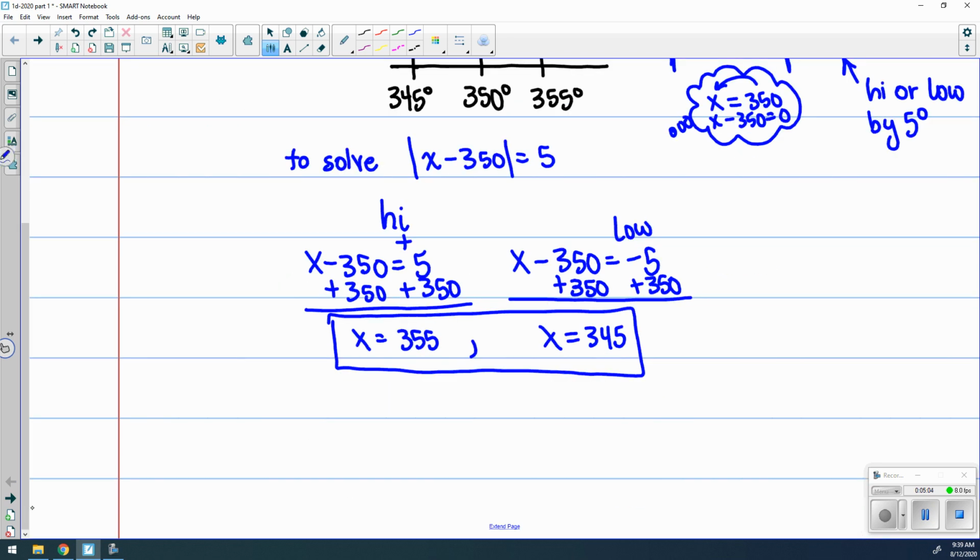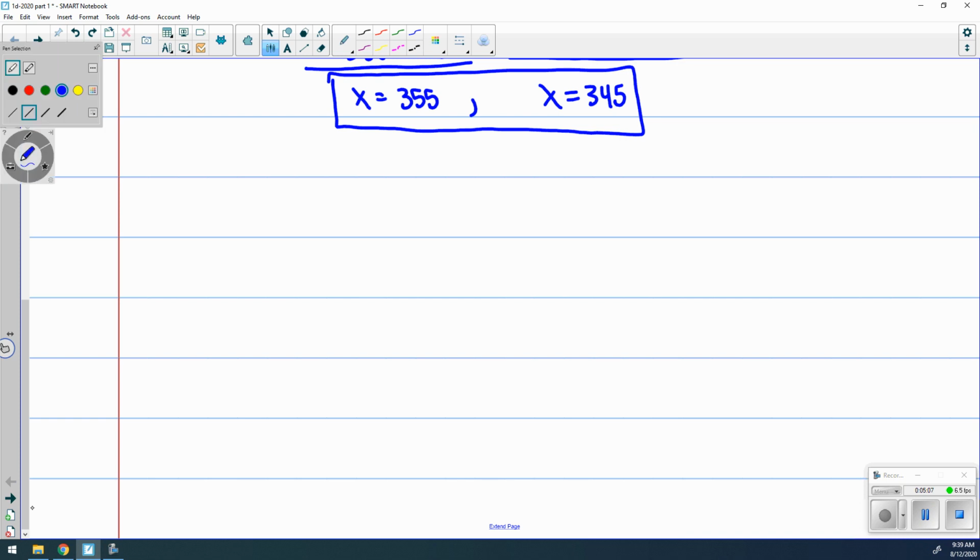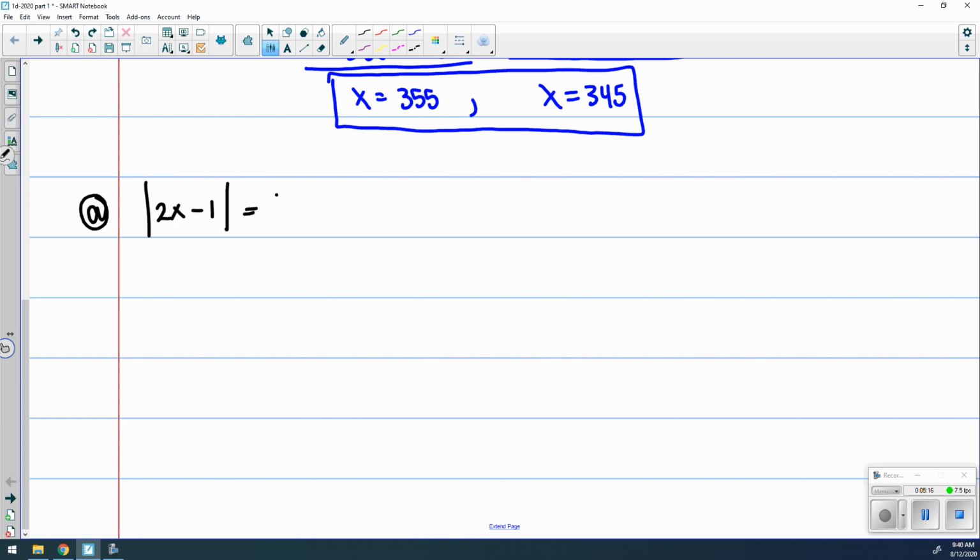Let's do a couple of examples here. All right, so if you still have room on this page, let's keep working. I do, so I'm going to say that example A is the absolute value of 2x minus 1 is equal to 5. Absolute value equations. We have to consider the high side and the low side, because when we're talking absolute value, we're talking about a distance from a central location. My central location being 2x minus 1. 5 being the range. This is my range. And I can be high by 5, and then I could also be low by 5.